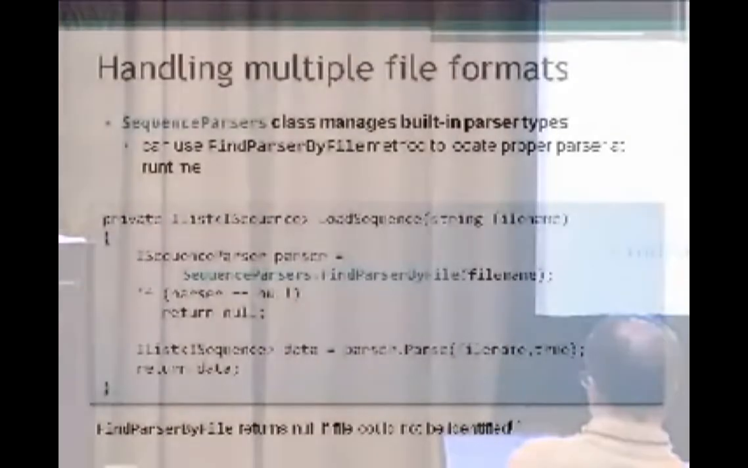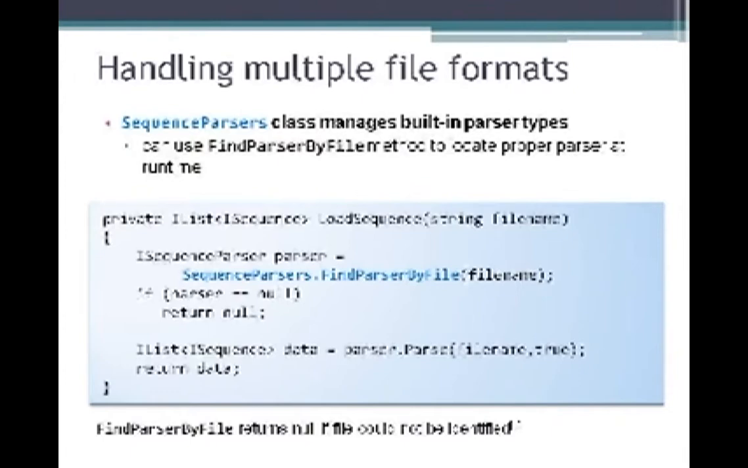Alternatively, I can use the SequenceParsers class. It's a static class that exposes all the parsers. Off SequenceParsers, I can find all the specific parsers themselves, and it has a nice handy method called FindParserByFile. What this does is it takes the file name and attempts to locate the appropriate parser to read it.